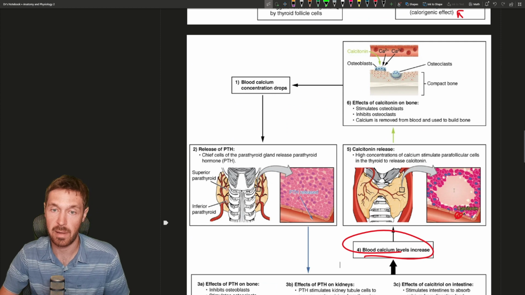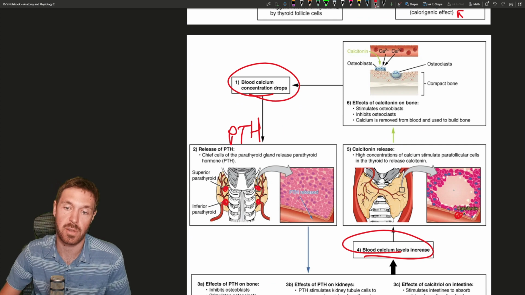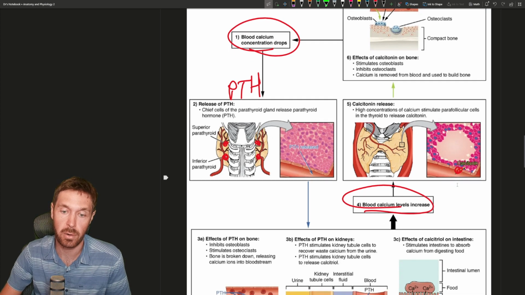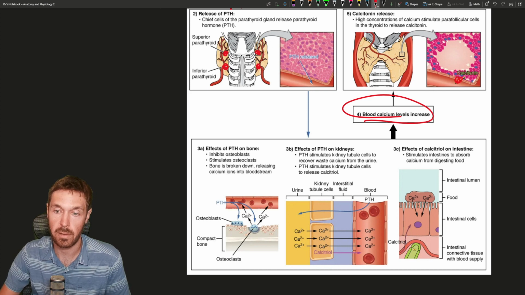But if blood calcium levels drop, which is typically what happens, you release PTH, the parathyroid hormone. On the back of the thyroid gland, you have 4 little spots, which are the parathyroid glands, which release the parathyroid hormone, and that targets the kidney to increase calcium reabsorption. So here, effects on the kidneys, and increased osteoclast activity here on the bone.